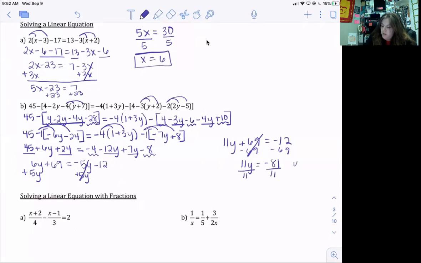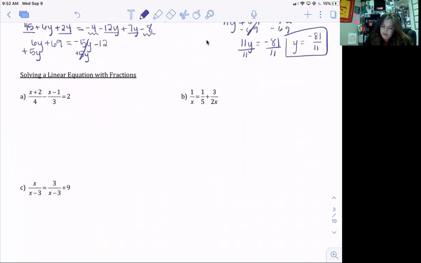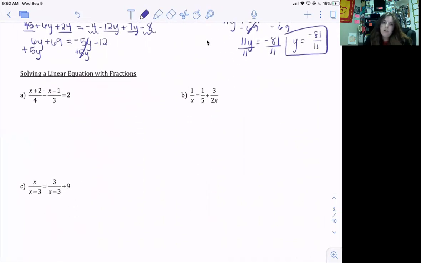And that gives us y equals negative 81 over 11. So one thing I want you to be careful about, I prefer you to leave things as fractions, and on your homework, make sure you're reading. There's going to be a little script underneath the box, and it will tell you how it wants your answer written. Most of the time, it will want a simplified fraction.